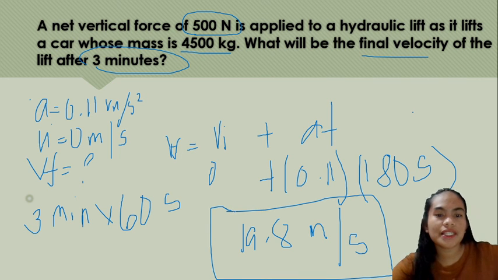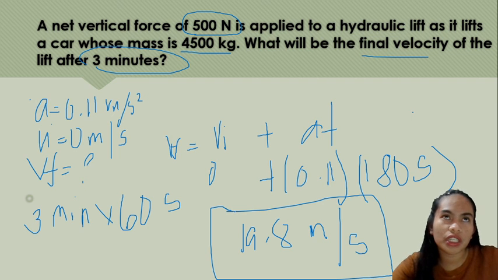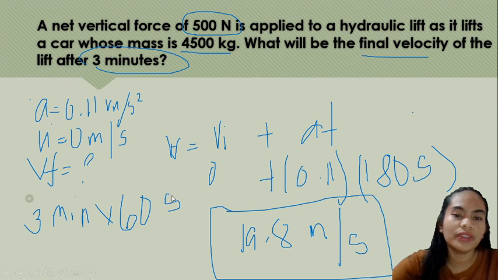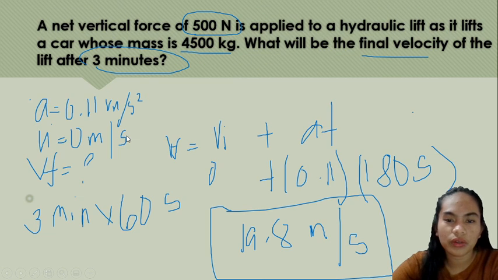Okay, so please state that final velocity in the conclusion. So, the final velocity of the lift after 3 minutes is 19.8 meters per second. Very good. So, that's all. If you have any questions, please consult me, okay? So, this one will be your activity.